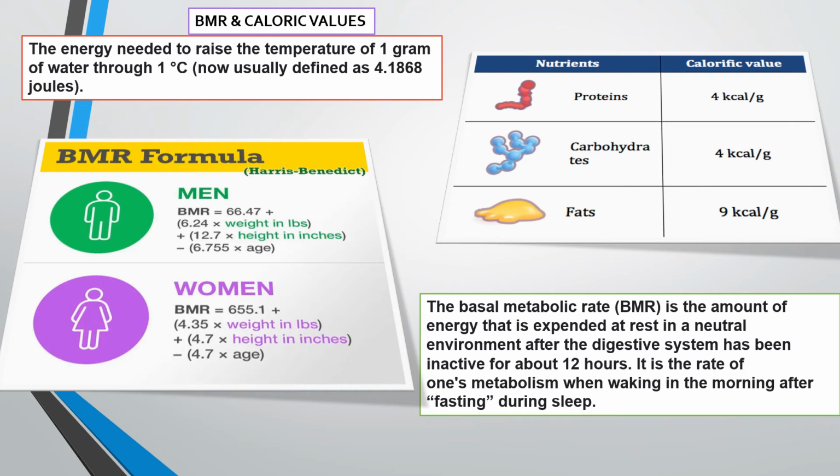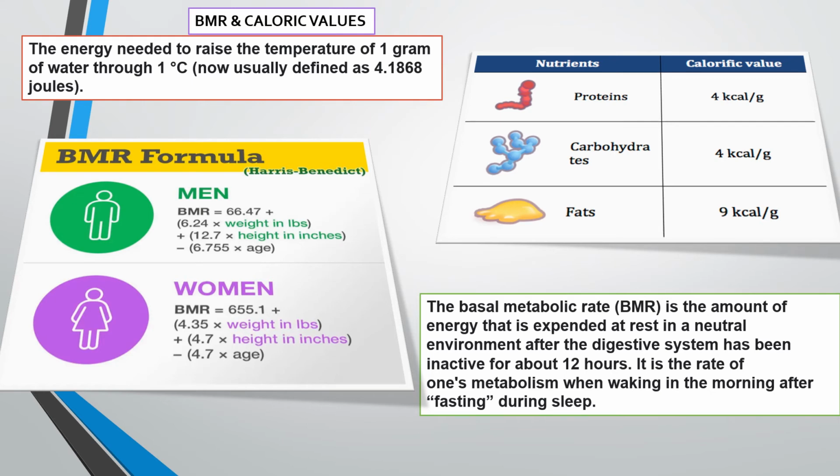You see, protein calorific value is 4 kilocalorie per gram. Carbohydrates calorific value is 4 kilocalorie per gram, but calorific value of fat is 9 kilocalorie per gram. Now comes to BMR. The basal metabolic rate or BMR is the amount of energy that is expended at rest in a neutral environment after the digestive system has been inactive for about 12 hours. It is the rate of one's metabolism when waking in the morning after fasting during sleep.